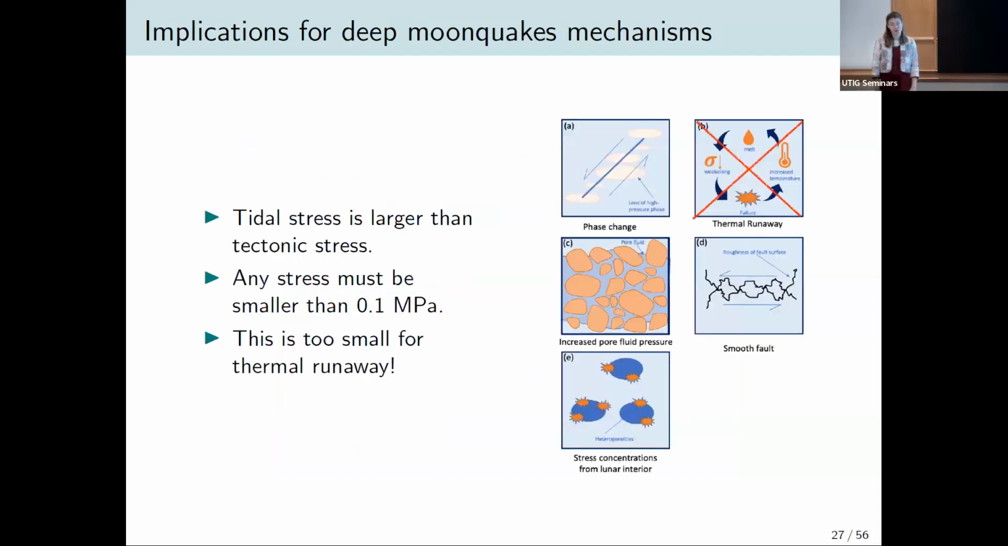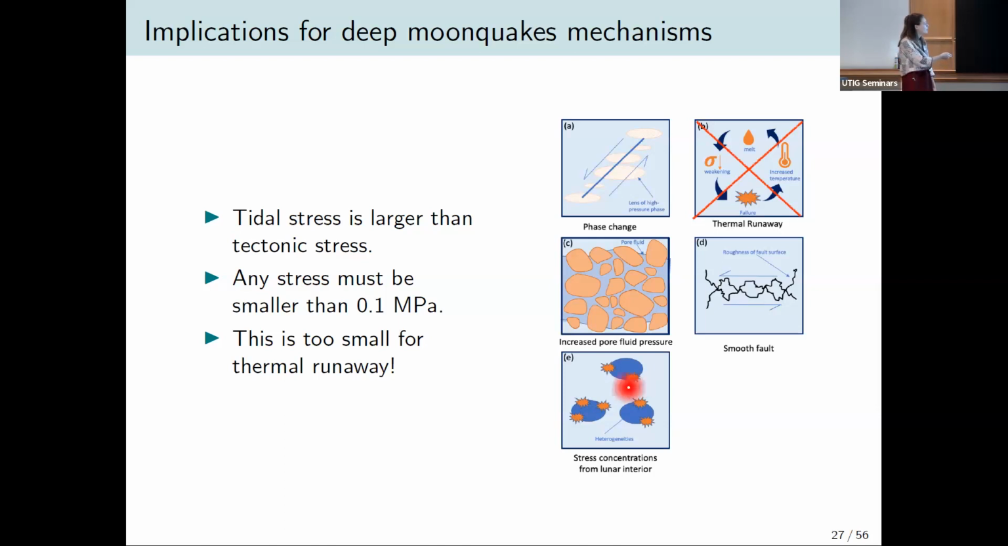And then we can come back to our models of what is causing deep moonquakes. And so just because the tidal stress is larger, it doesn't mean that there's no other stresses acting. We can just use it as like an upper limit. And so we have a modeled idea of what the tidal stress is, and that's 0.1 MPa, which is pretty small, which is around 1 bar, I think, for the conversion. So any other stresses acting at this depth of deep moonquakes has to be smaller than that, which is pretty small. And we can think about our models.